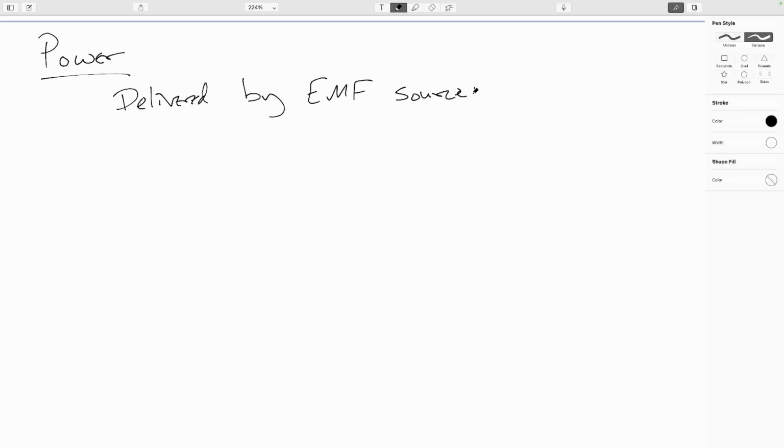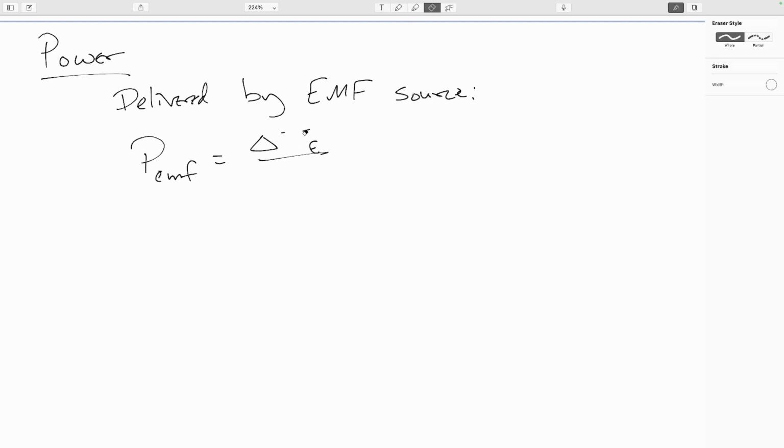So a battery, a generator, something like that. So the power being delivered by an EMF source is going to be the change in the electric potential energy of the charges passing through the EMF source, say the battery, over time, because power is just the rate at which energy changes.